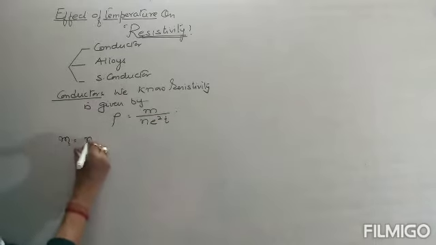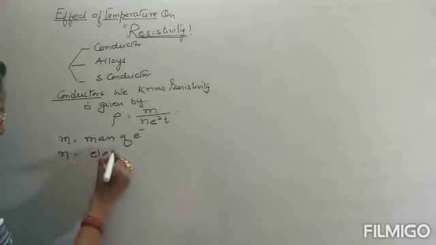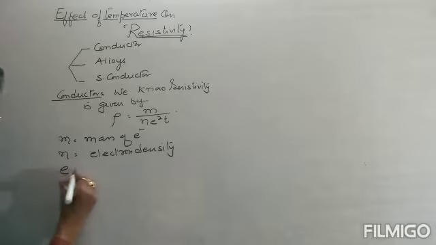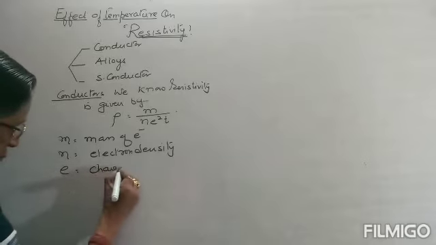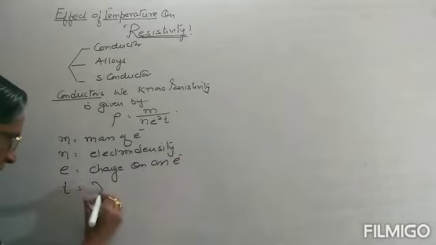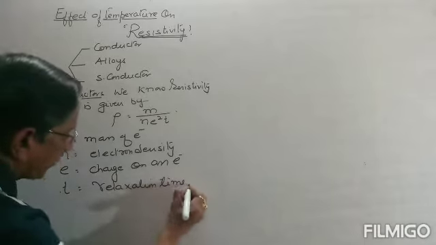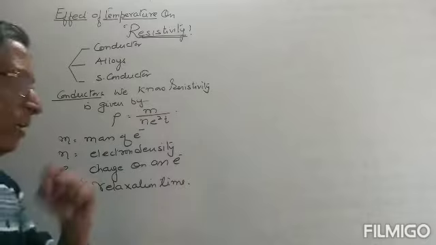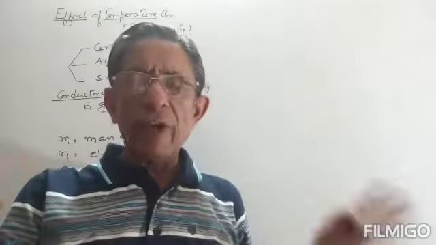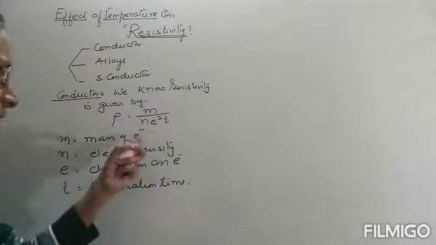What is m? m is mass of electron. n is called electron density. e is charge on an electron. What is tau? tau is relaxation time. So when we shall increase the temperature, the collision of the electron with the kernel will become fast. Electrons will move rapidly. They will make frequent collision with the kernel, or we can say relaxation time will decrease.